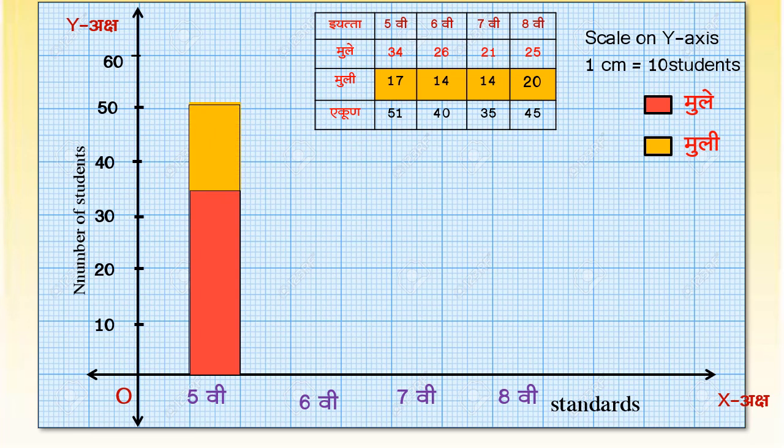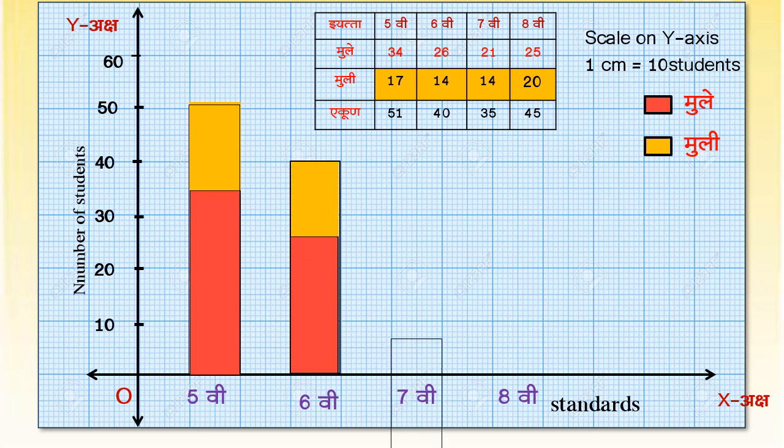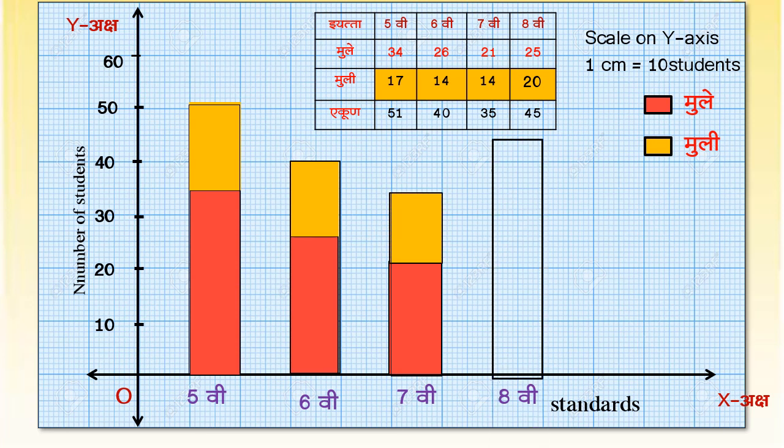For 6th standard, how many total students are there? 40. So we will draw a bar of 40 centimeter. 26 boys, so red color 26, remaining girls. Next, total 35 centimeter for 7th standard. 21 boys and remaining are girls. For 8th standard, single bar of 45 centimeter, 25 boys and remaining 20 girls, right?